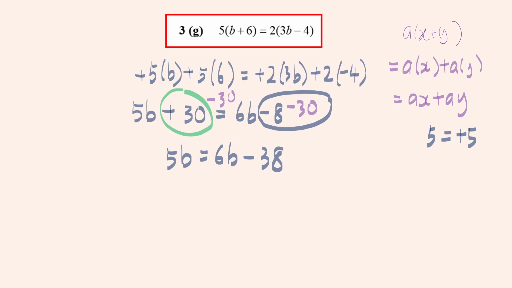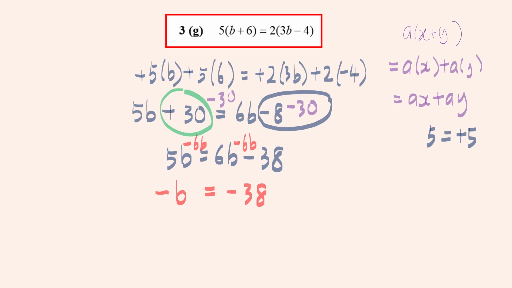All right. And we have some terms involving b, 6b on the right hand side. We need to group all the terms that contain the letter b together. So how do we get rid of 6b on the right hand side? Yes, we subtract 6b on both sides. So 5b minus 6b, what does it give you? Yes, it gives you negative b. And on the right hand side, I'm only left with negative 38.